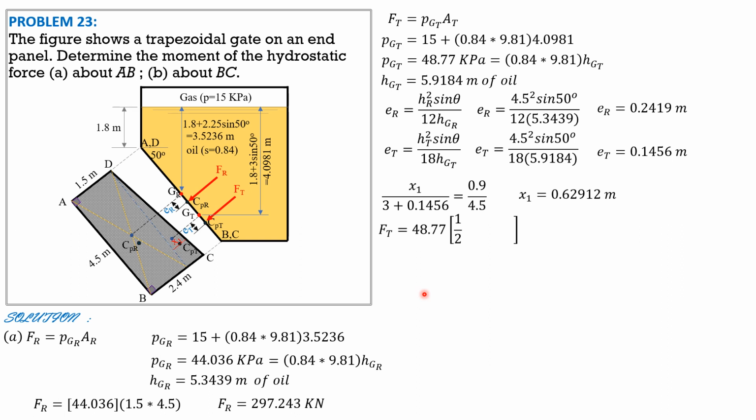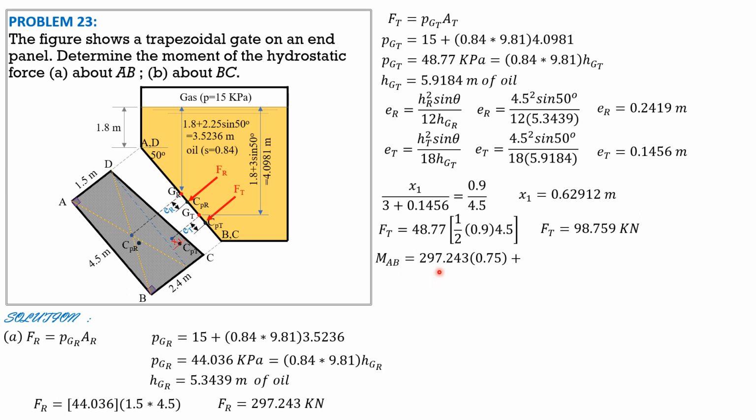So F of triangle is pressure at the center of triangle, 48.77, times area of triangle, 1/2 of 0.9. This is 0.9 base times height 4.5. So F of triangle is equal to 98.759 kilonewtons. Therefore, the moment about AB can now be computed.